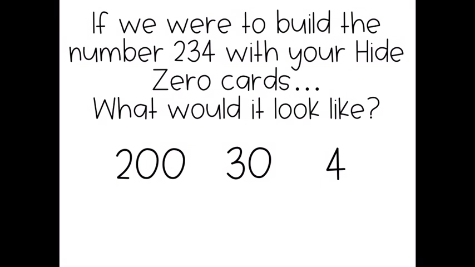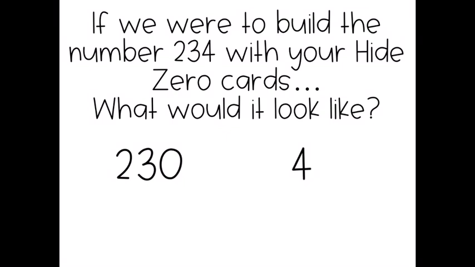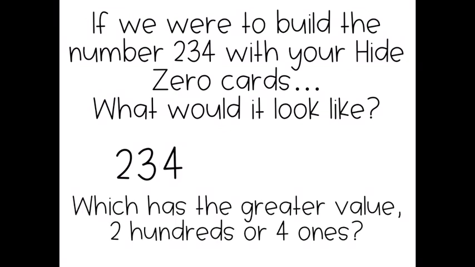2 hundreds equals 200. 3 tens equals 30. And 4 ones equals 4. When we add them together, 200 plus 30 equals 230, plus 4 equals 234. Excellent job.